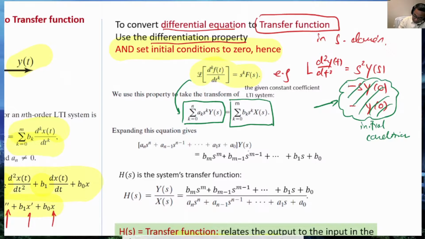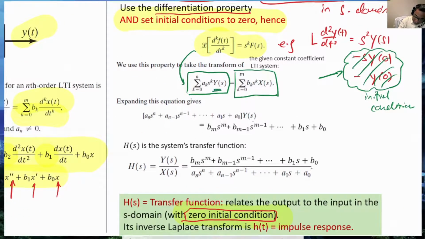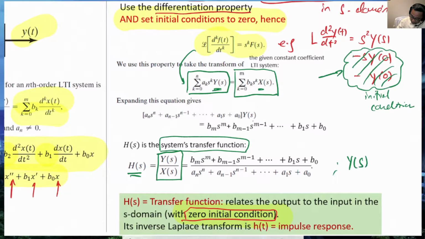Now, when we get that, what we then do is to arrange the x and the y to be on the left hand side, to be a ratio. And this ratio in the S domain, Y(s) over X(s), is called the transfer function, the system transfer function. It shows how the output is related to the input. So basically, Y(s) is equal to H(s) multiplied by X(s). If we are given H(s) and X(s), we can always compute Y(s). That's the idea. It will transfer from the input to the output. That's what the transfer function does.